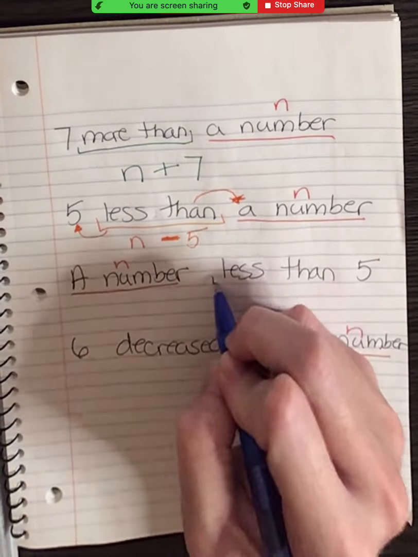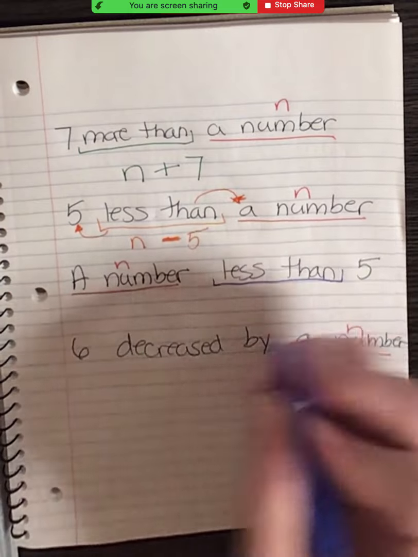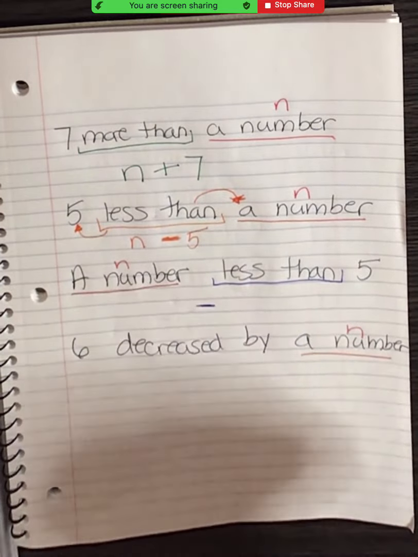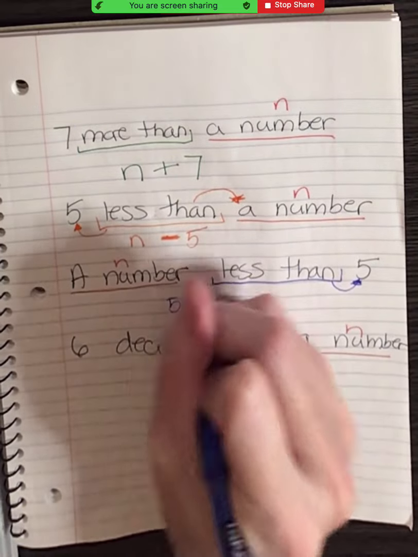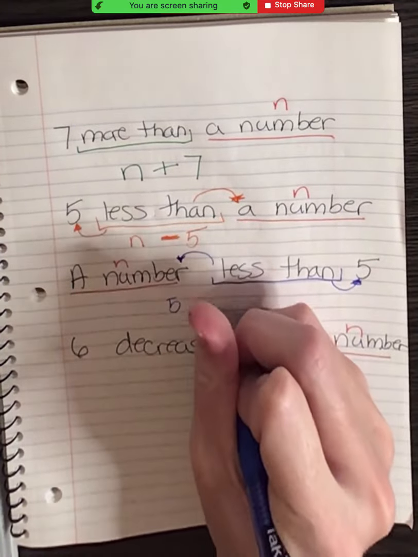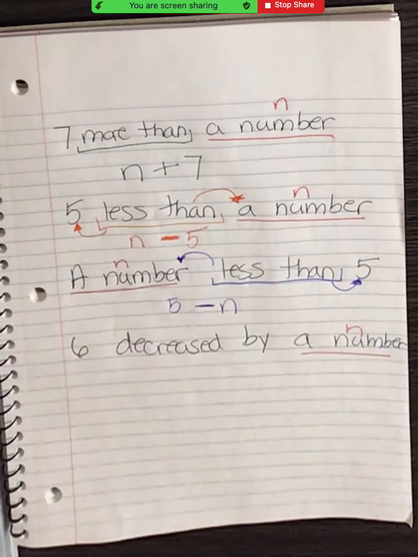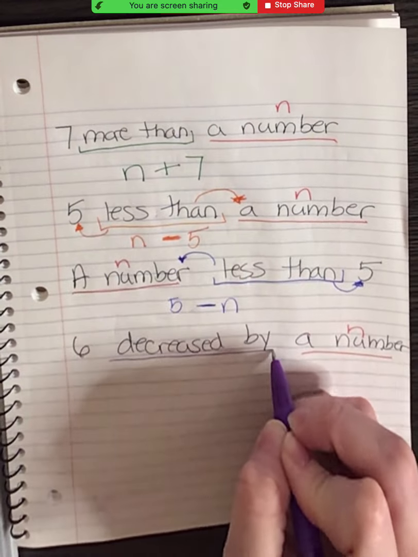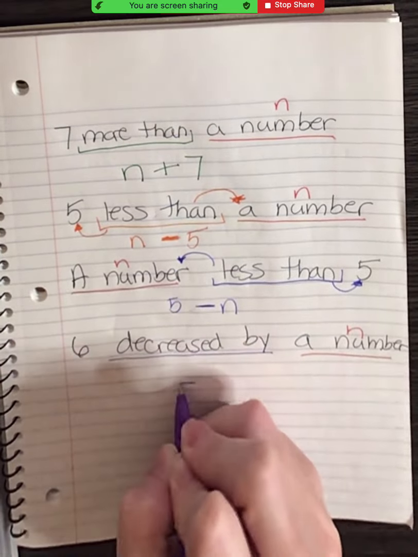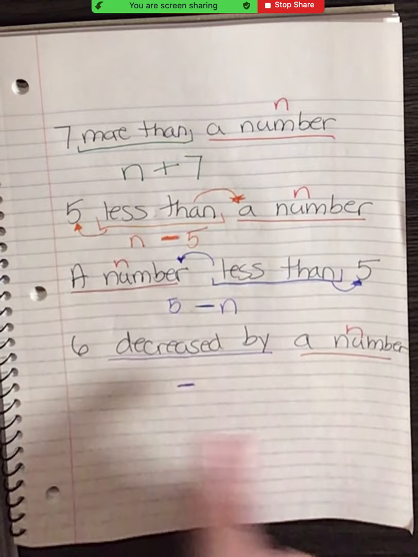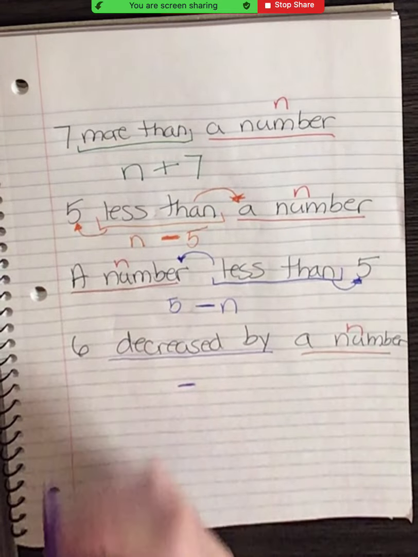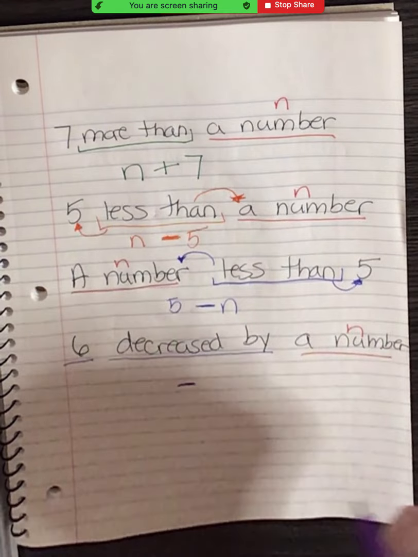There's that less than again, so it tells us to subtract. What's after it goes first. What's before it goes after. So we get 5 minus n. Decreased by is nice because it tells us we're subtracting, but we're going to write it exactly as we see it. So 6 minus n.